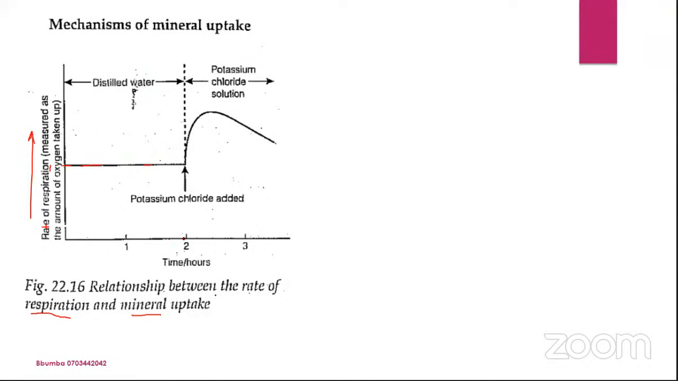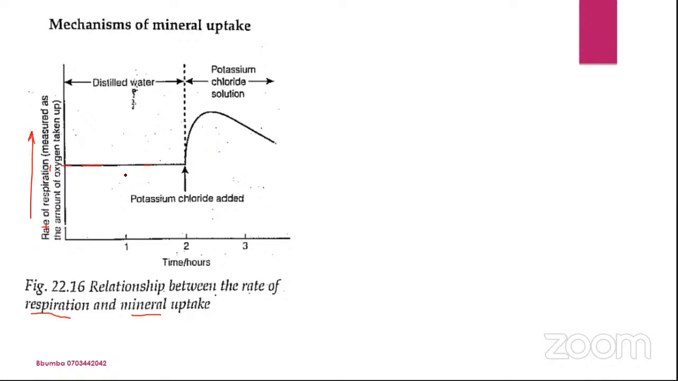But then at this point, after 2 hours, potassium chloride was added. And when you add in potassium chloride, check what is happening to the rate of respiration. It is increasing rapidly. You can see it is increasing rapidly. That is with additional potassium chloride solution. So why do you think the rate of respiration increased in this case when you added potassium chloride solution to this culture?